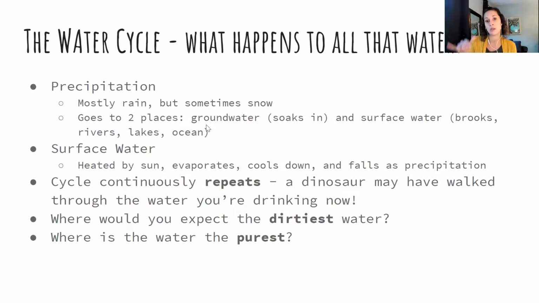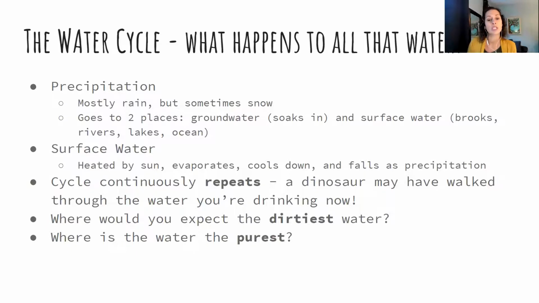Groundwater is that percolation when it soaks into the ground, and surface water is brooks, rivers, lakes, oceans, wherever you see a body of water. The surface water is then heated by the sun. It evaporates, cools down, and then falls again as precipitation, hence the cycle. The cycle is continuous. It keeps on repeating. So think about it. A dinosaur could have walked through the water that you're drinking now.